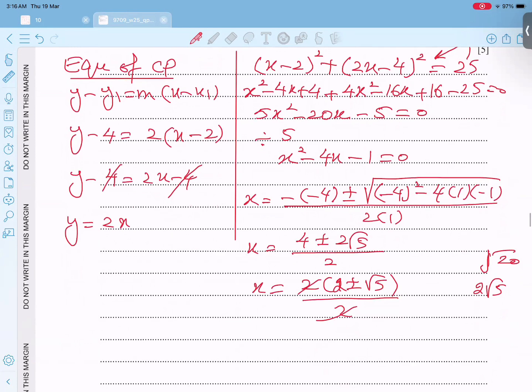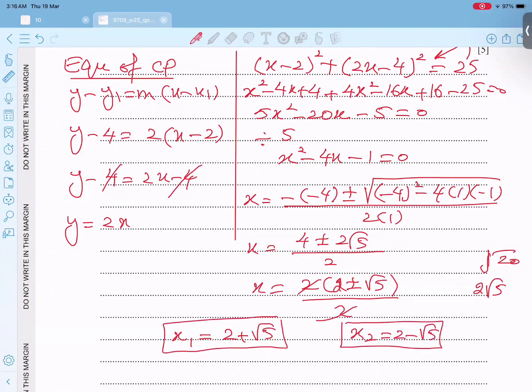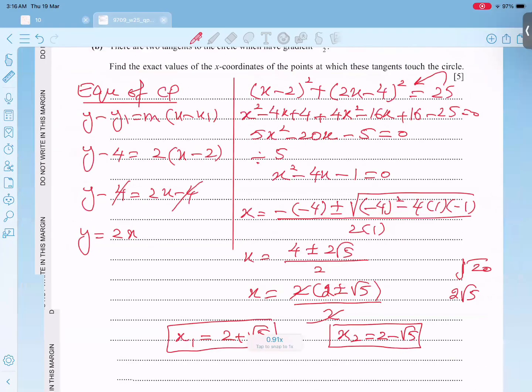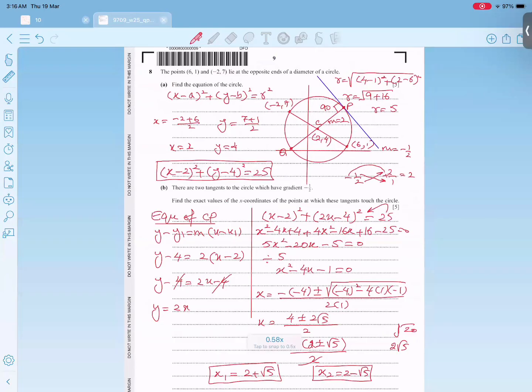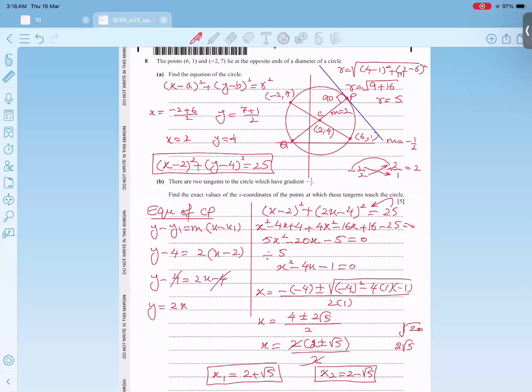And we are getting 2 x coordinates. So x1 is 2 plus root 5, and x2, the other point, is 2 minus root 5. I hope the concept of the question is very clear, because he was asking us to find the exact x coordinate, not the x and y coordinates, only the x coordinate. So I think the concept of the question is very, very clear.